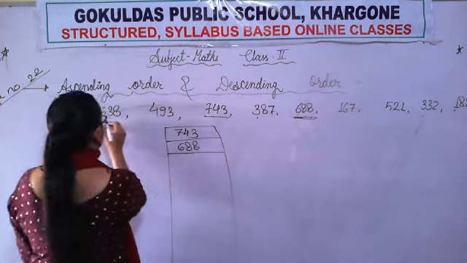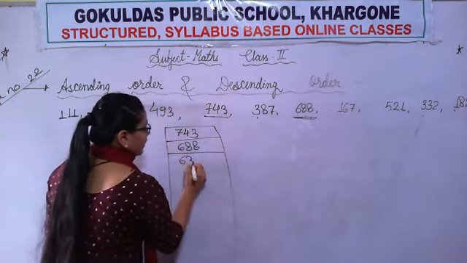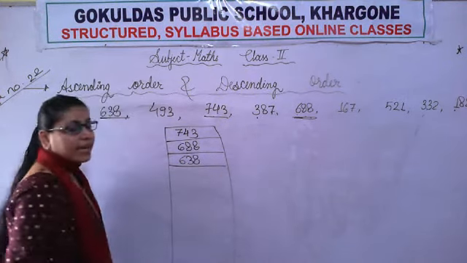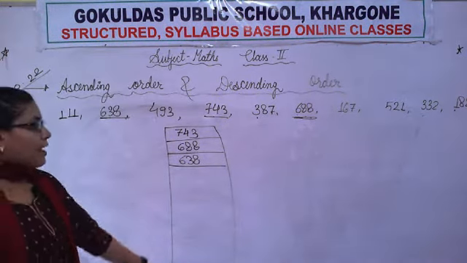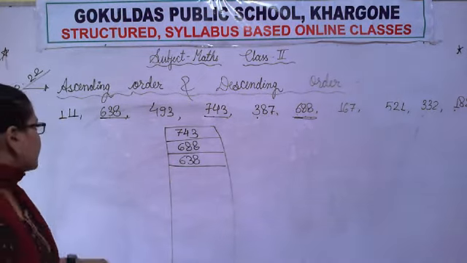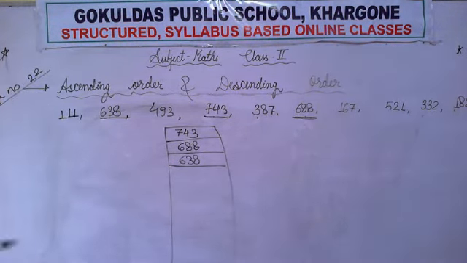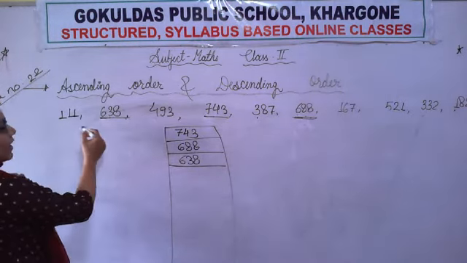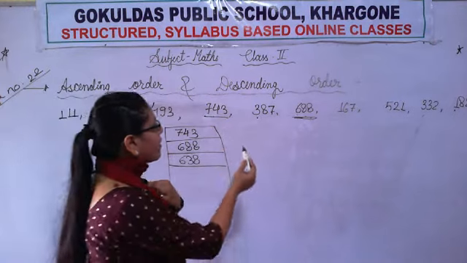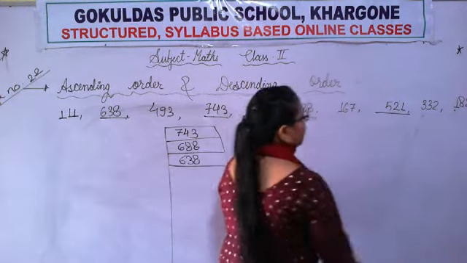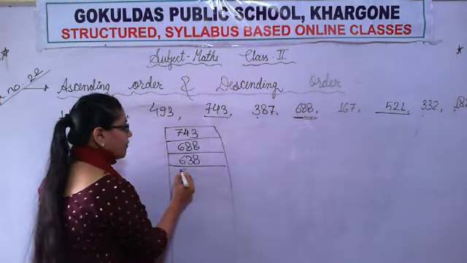After this, 638 we were having. Now again, try to do it on your own. I am also writing, check with me. Try to do it on your own. After 6, which number will come? 5. So how many numbers have 5 at the 100's place? Only this one, 521. So we will write 521.